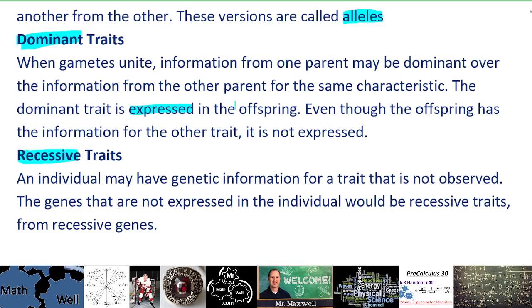So an individual may have genetic information for a trait that is not observed. That is not, here you're going to fill in not. The genes that are not expressed in the individual would be recessive traits from recessive genes. Okay? So we have lots of information in our genetic code, but not all of that information will be expressed on the outward appearance, right? Or what actually comes out and makes us who we are, what we look like, how we behave, how we're built, that sort of thing.